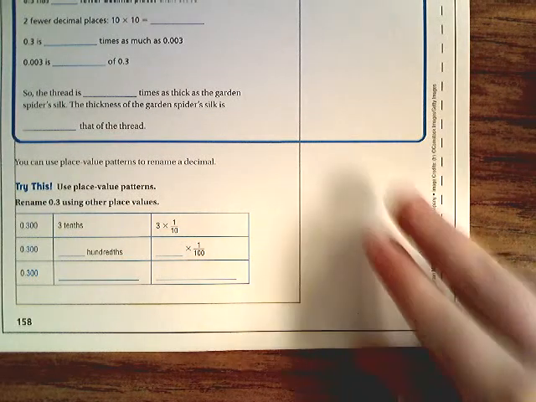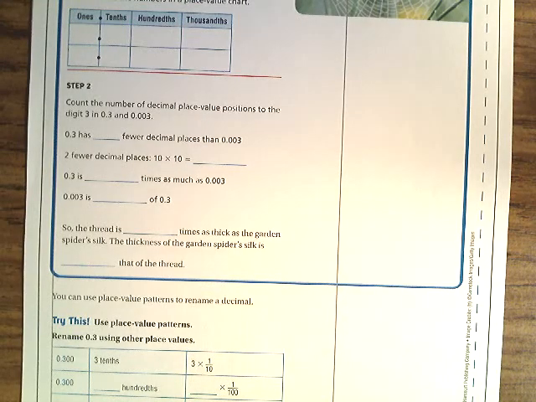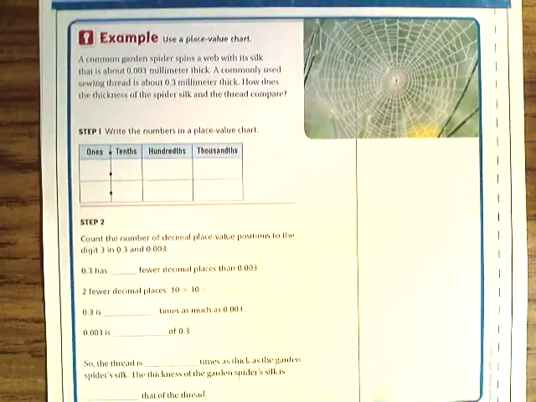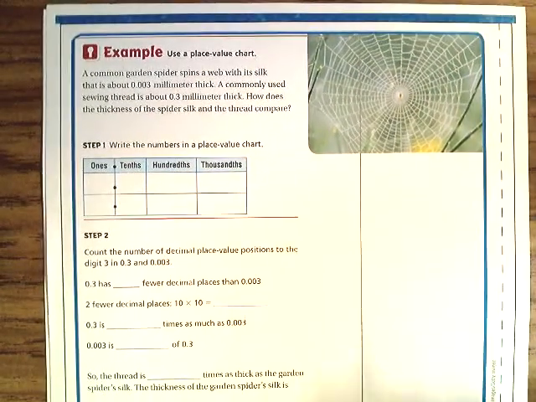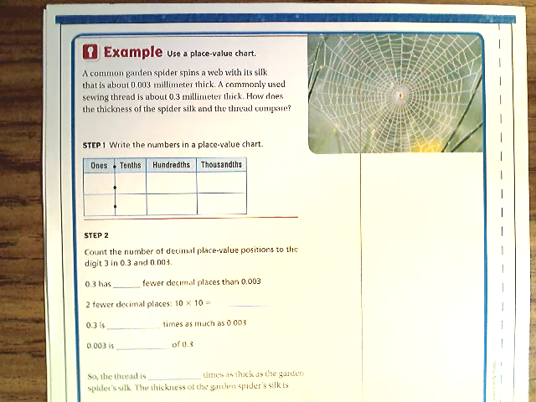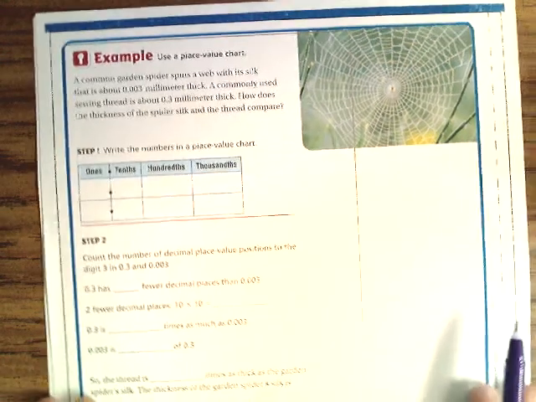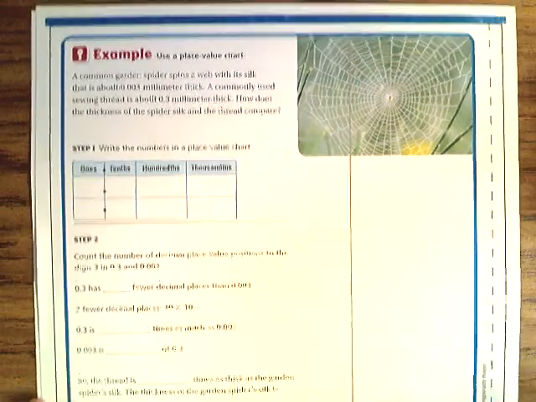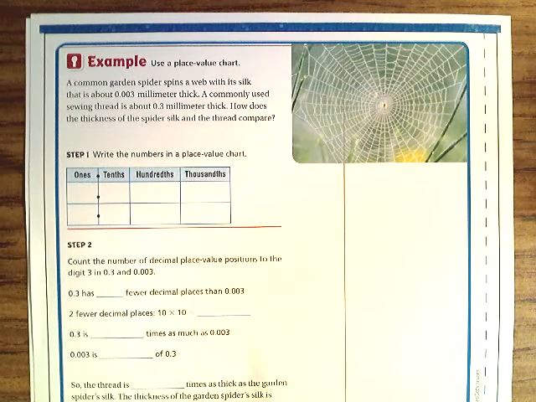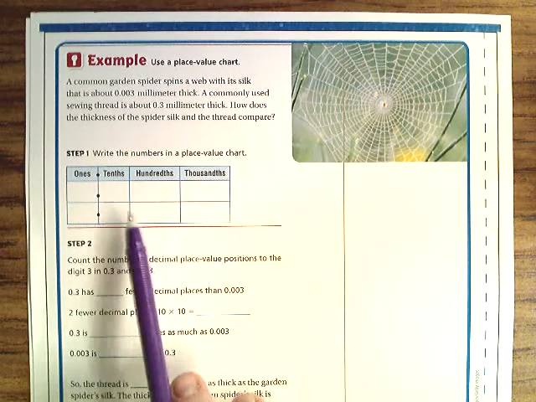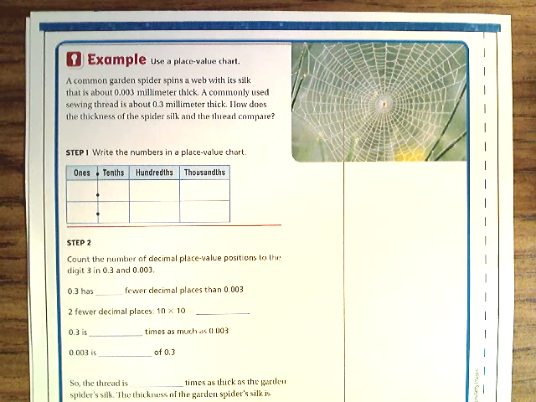All right, we're going to look at the example on the top of page 158. Let me scooch out here. The example on the top of page 158, there's a spider web. All right, here we go. Let's look at this. Okay, so it says use a place value chart. They've actually given us one, so great.